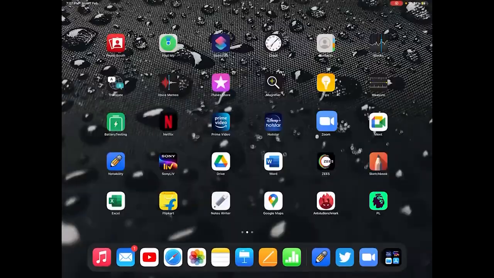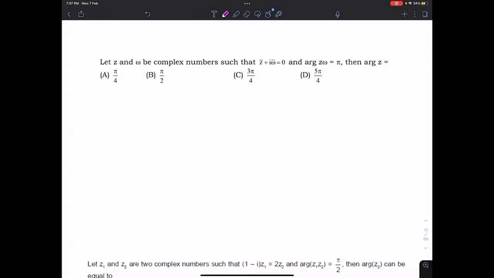Yeah, where were we? Yeah, coming to this one. So let us see this. What is that one? Z bar plus i times omega bar. Omega means not cube root of unity here. Okay. And they have given argument of Z omega. Argument of Z omega is pi. Then they are asking argument of Z. Okay. Now you see, very simple one.